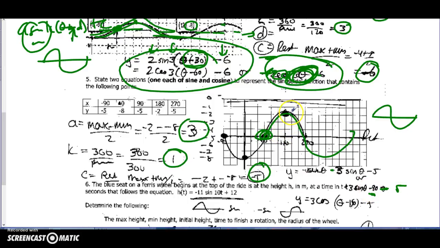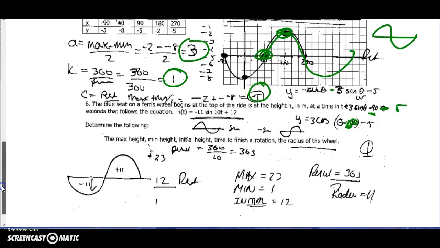Where does my cos curve start? At the top. So at 180, that's at 180 here. So a minus 180. Everything else is the same here. Okie dokie. Hopefully that's good.